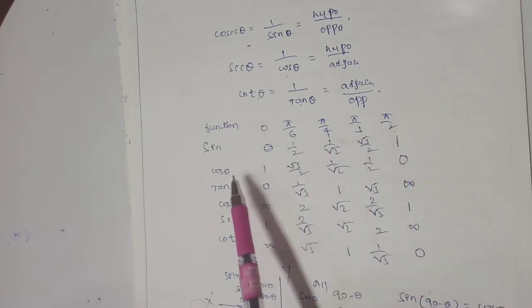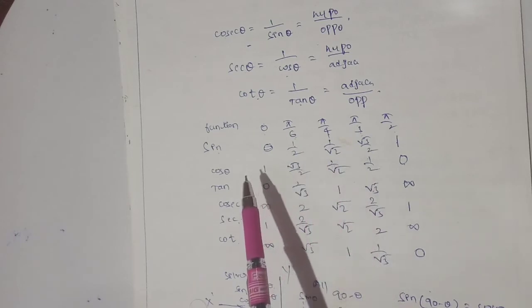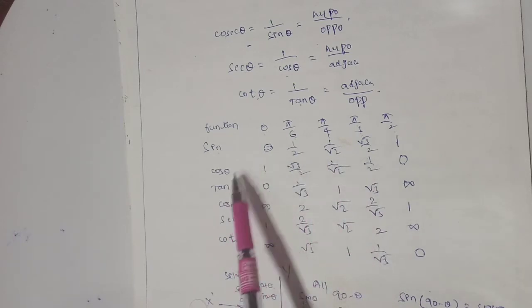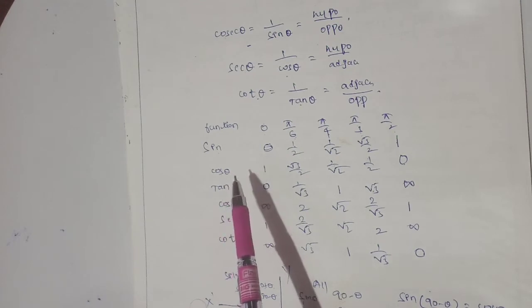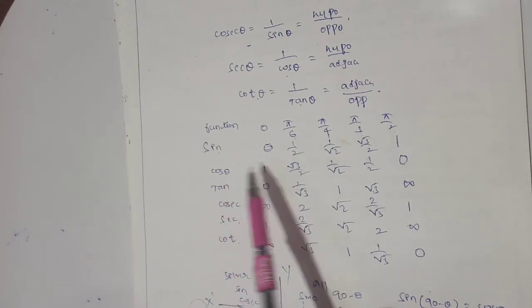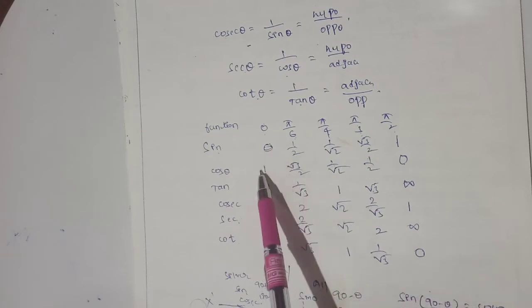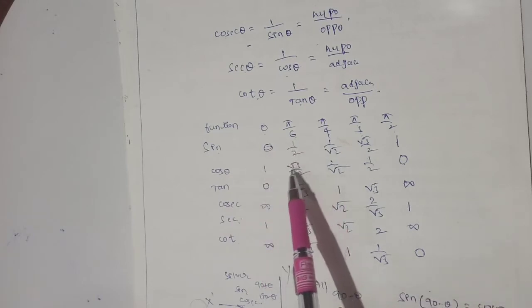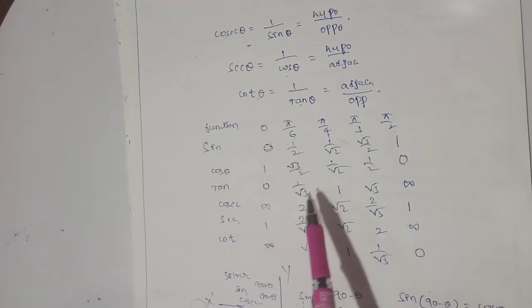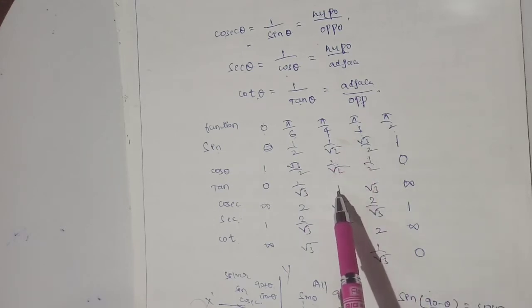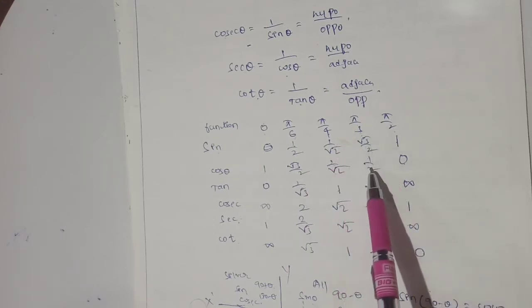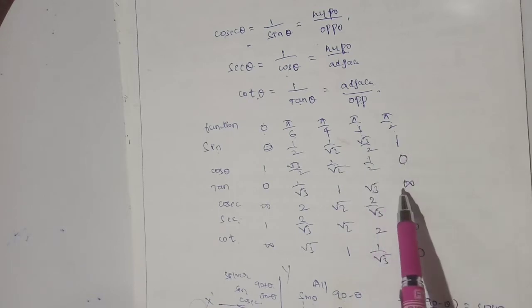Similarly, cos theta we have to write in reverse order, and we get the values of cos theta. Tan theta has the formula sin theta by cos theta. That is 0 by 1 is 0, 1 by 2 divided by root 3 by 2 is 1 by root 3, 1 by root 2 divided by 1 by root 2 we get 1, and root 3 by 2 divided by 1 by 2 we get root 3. 1 by 0 is infinity.